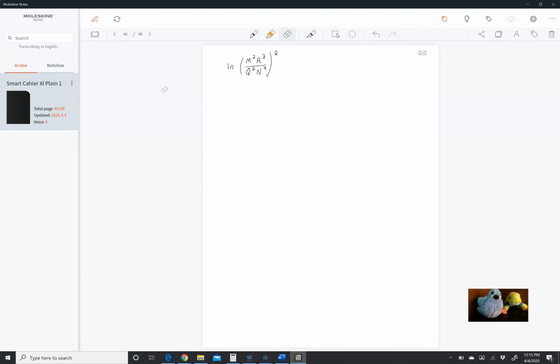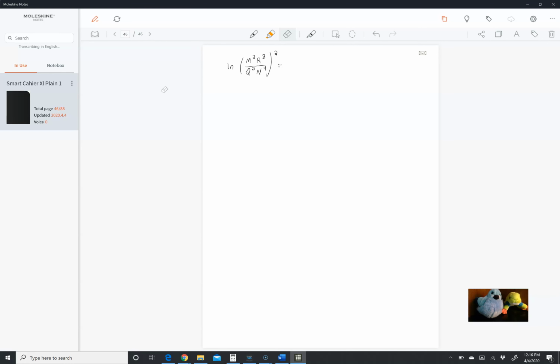So you have two options. You can take this 2, move it out to the front, and sort of leave it out front up until the end. So you can make this 2 times the ln of m squared r cubed over q squared n to the 4th, and then expand that expression, and at the very end distribute that 2. Or you can distribute the 2 here, which is how I prefer doing it. It's a personal preference because then I don't forget about that 2.